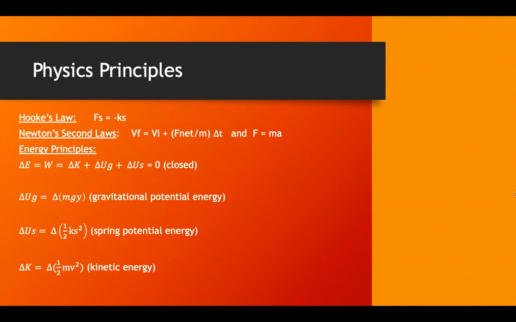So the physics principles that we're going to use are Hooke's law, force of the spring equals negative spring constant times the length of the spring, Newton's second law, which is the final velocity is the initial velocity plus the net force over the mass times delta T, and that's just an expanded version of F equals ma. And then also the energy principles, which say the change in energy is equal to the work, which is equal to the sum of the kinetic energy, gravitational potential energy, and spring potential energy, and those are equal to 0 if the system is closed. And then we know that the equations for gravitational potential energy is mgy, spring potential energy is 1/2 ks squared, and kinetic energy is 1/2 mv squared.